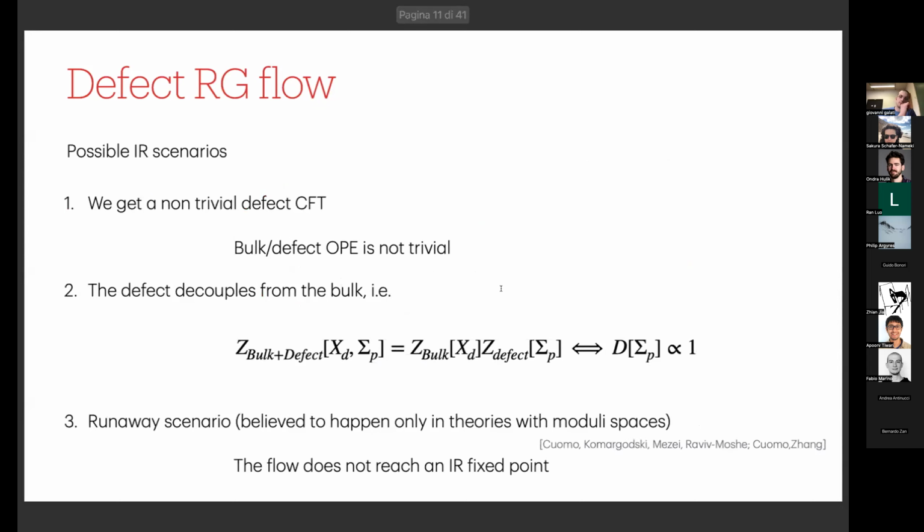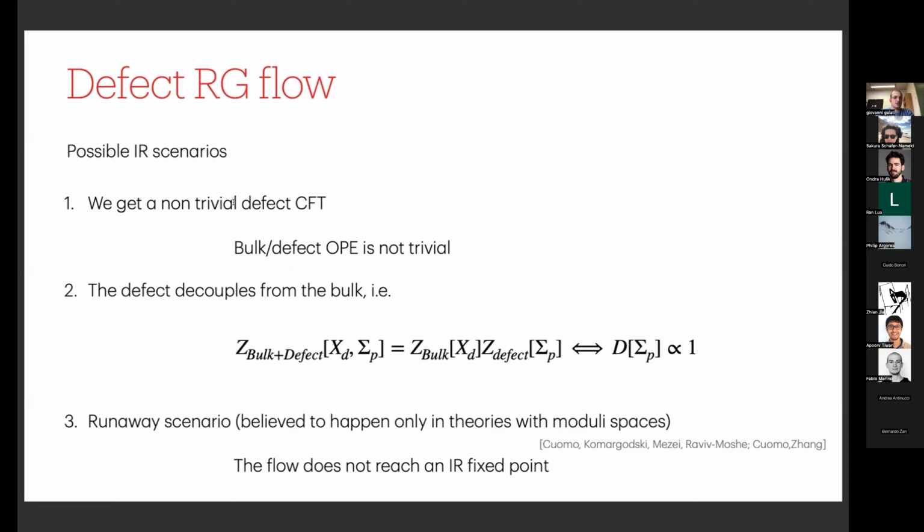Okay, so now that I present the problem of studying these defect RG flows, I would like to list at least what are the possibilities for these IR defects. Here I'm dividing the possibilities in three ways, but of course one can be more specific or less specific depending on the problem. So the first possibility that I define is when the defect flows to a non-trivial defect CFT.